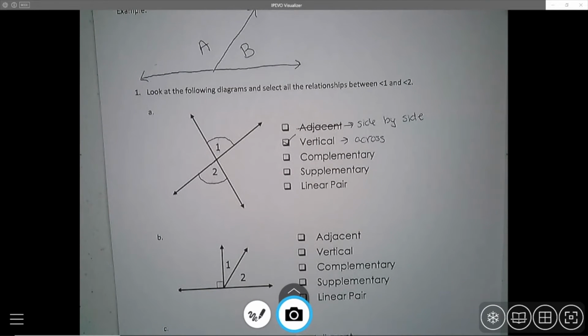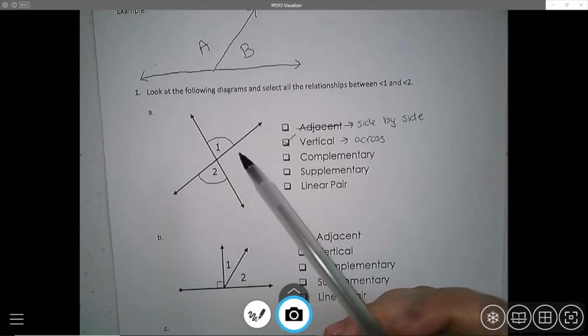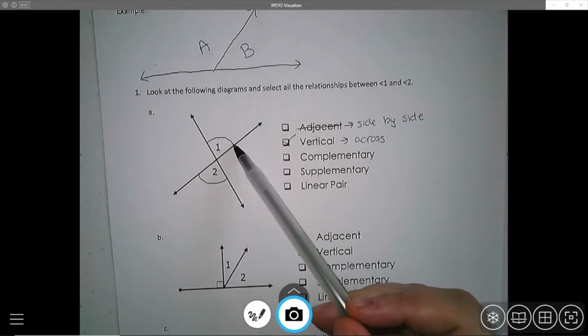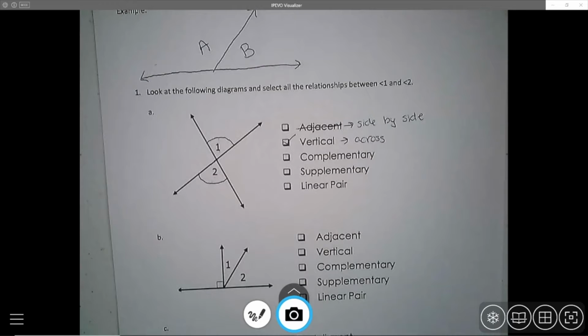And remember from the last lesson, when we have congruent angles, not vertical angles, when we have congruent angles, we show that they are congruent by putting these arcs to show that they are the same.